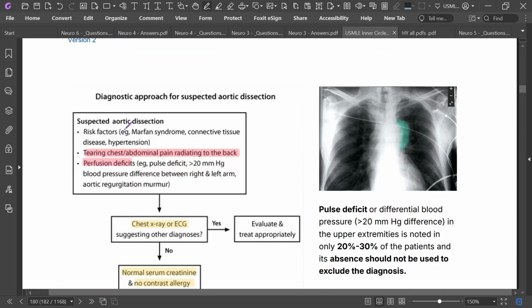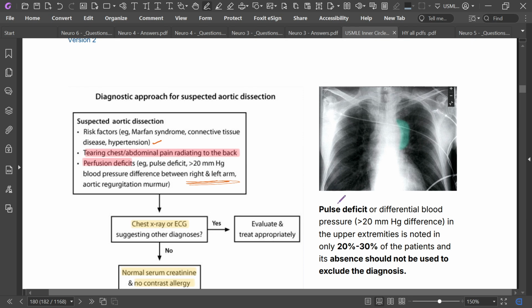So suspected aortic dissection: maybe Marfan, maybe connective tissue disease, maybe hypertension, maybe cocaine user. Tearing chest and abdominal pain radiating to the back, and a perfusion deficit, pulse deficit, more than 20 millimeters of blood pressure difference between the right and left arm.